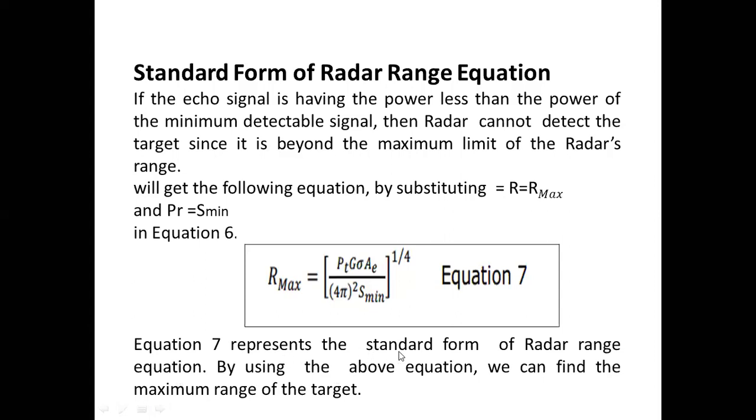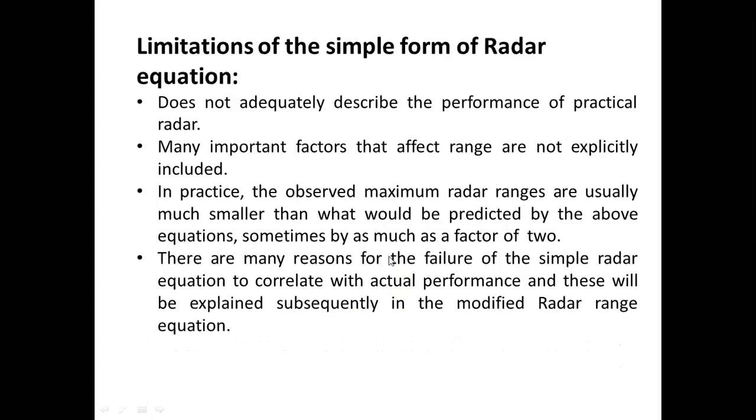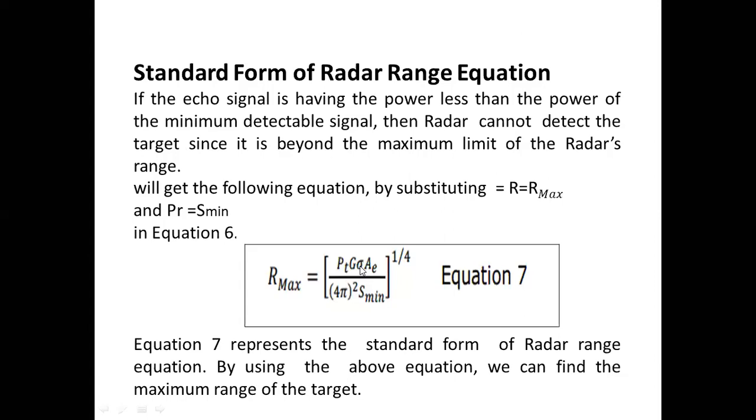So equation 7 represents the standard form of the radar range equation. By using the above equation, we can find the maximum range of the target. This is a very important formula. Note down clearly: R maximum equal to (PtG sigma A by 4 pi whole square into S minimum) whole power by 100. S minimum is nothing but Pr. Okay, next.